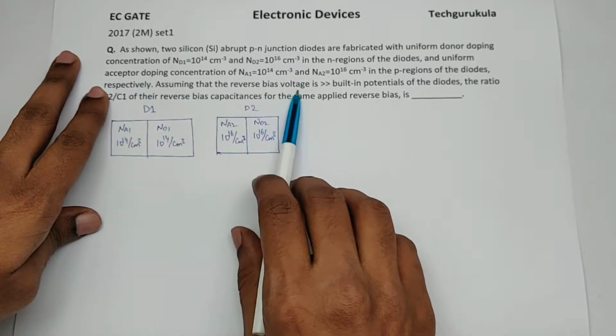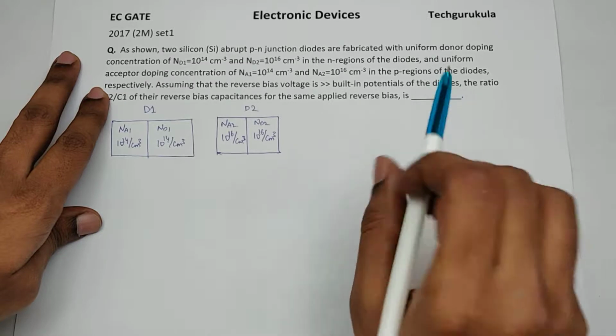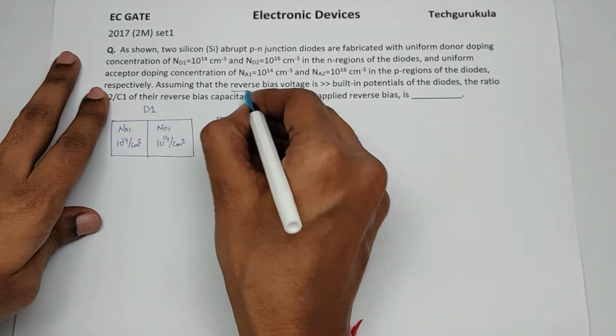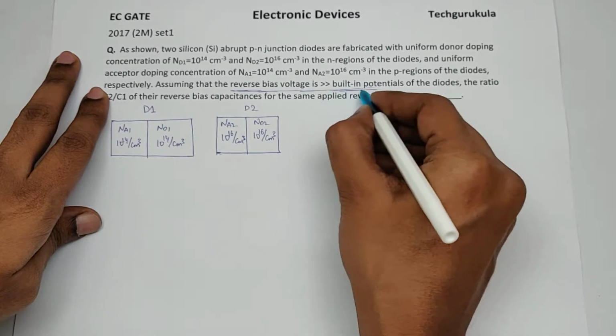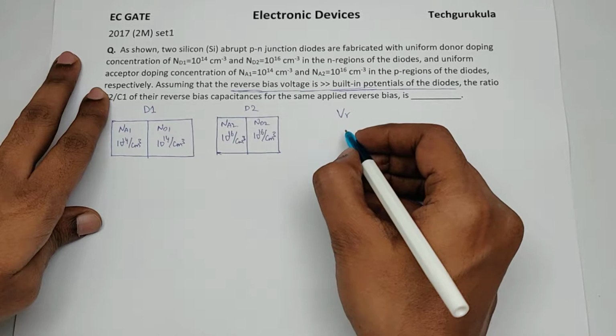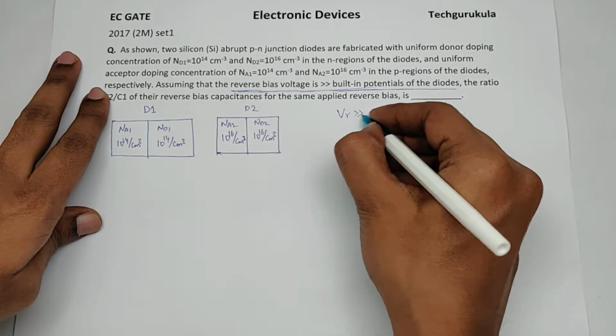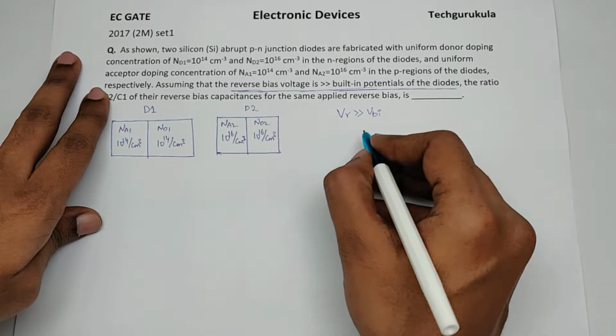Assuming that reverse bias voltage is far greater than built-in potentials of the diodes. So when we are asked to assume something, we have to be very clear about the assumption so that the answer depends on that. So the reverse bias voltage VR is far greater than VBI. Okay, this has to be kept in mind.